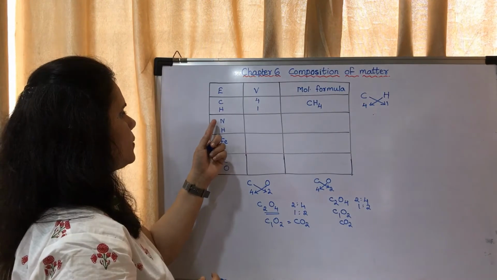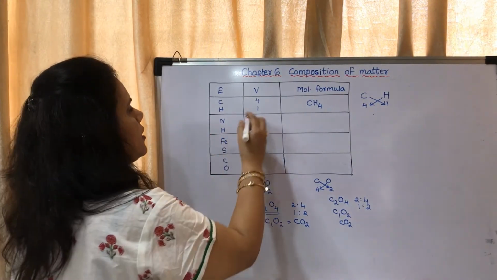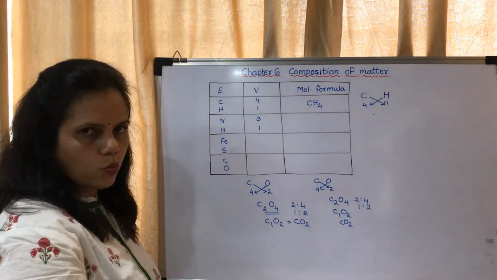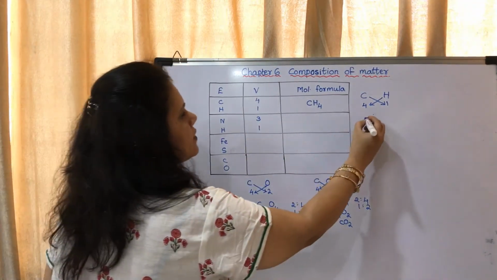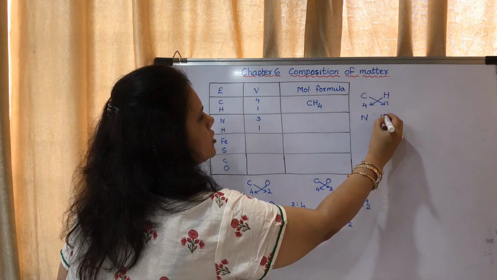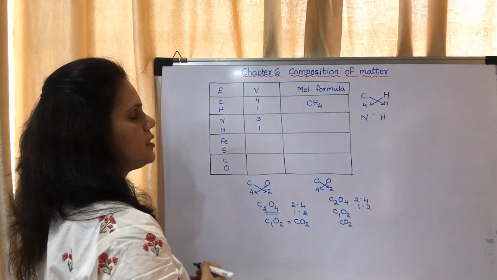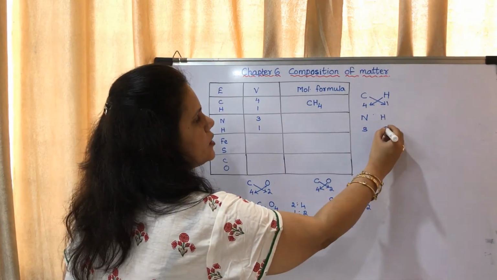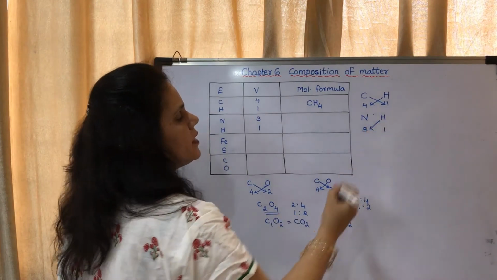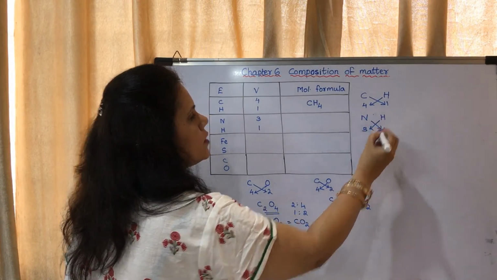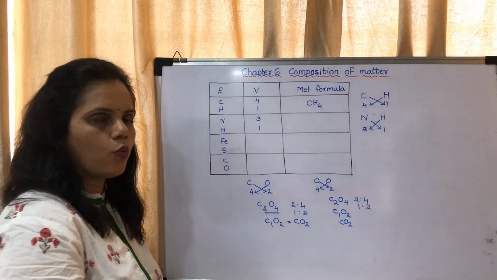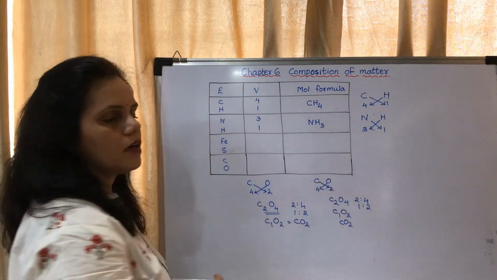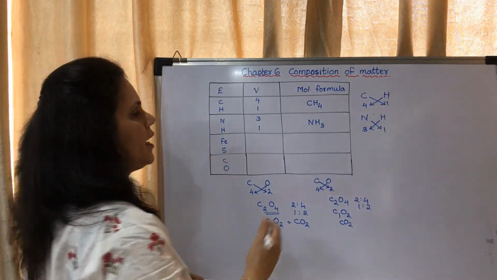Okay, now the next one is nitrogen and hydrogen. The valency of nitrogen is 3. The valency of hydrogen is 1. First I will write the elements nitrogen and hydrogen. What is the valency of nitrogen? 3. What is the valency of hydrogen? It is 1. So hydrogen will be given the number 3 and nitrogen will be given the number 1. So it will become NH3.